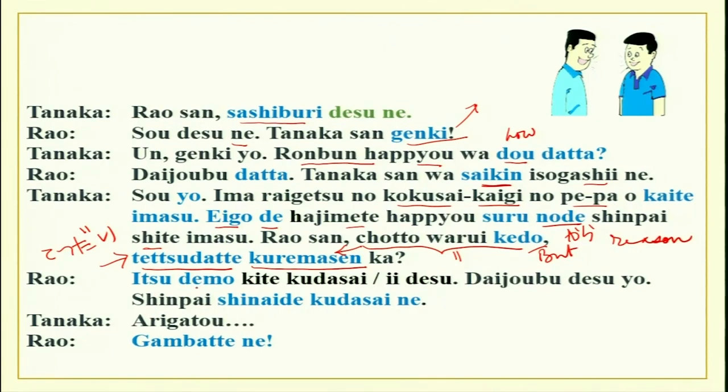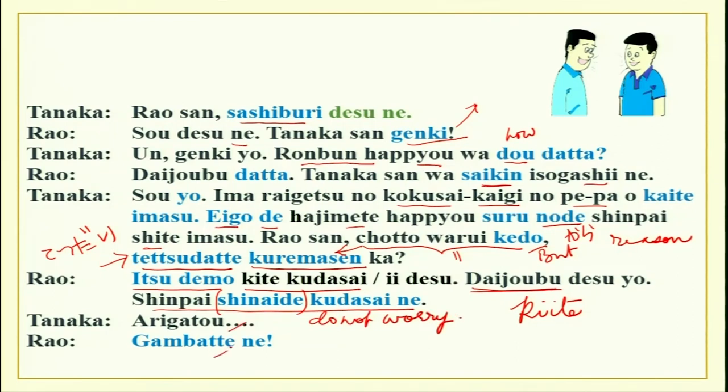Itsu demo kite kudasai. So, he says, itsu demo, anytime. Kite kudasai, please come over. You are always welcome to ask me anytime. Daijoubu desu yo. And now he says, daijoubu for what? For the presentation. Shimpai shinai de kudasai. Daijoubu is, it's alright. And shimpai shinai de kudasai, verb in nai de form. Please do not worry.